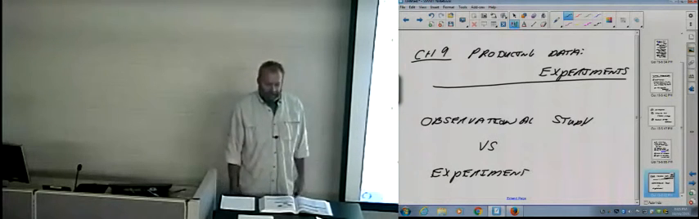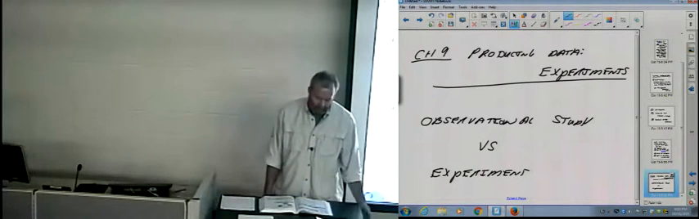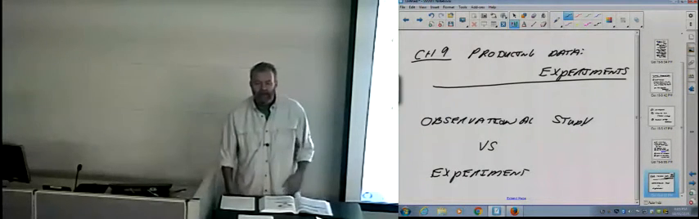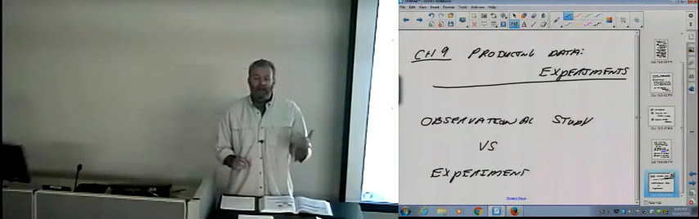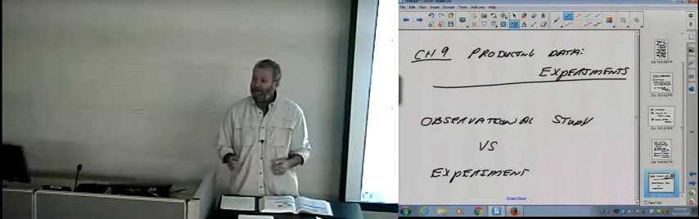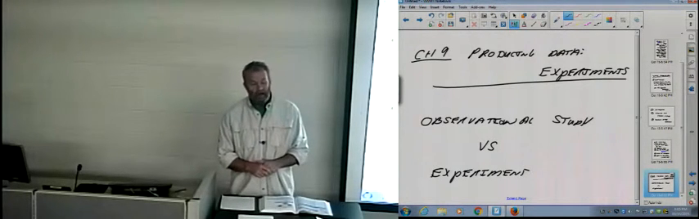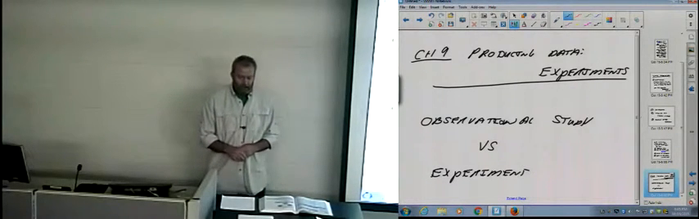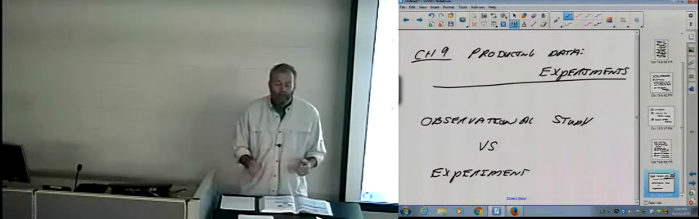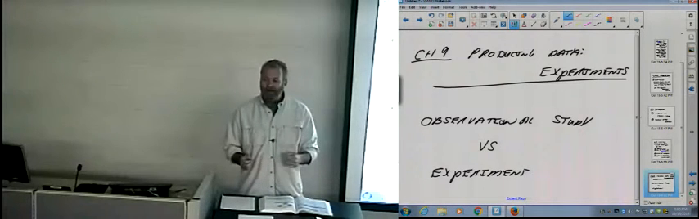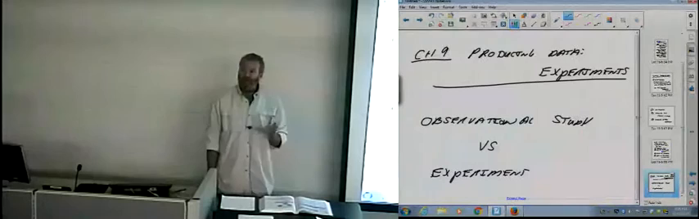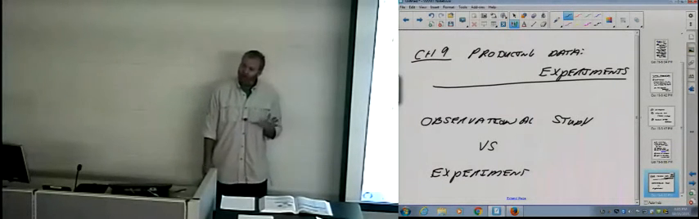The second one is, an experiment, on the other hand, deliberately imposes some treatment on individuals to observe their responses. Like, maybe we want to know, does aspirin reduce the risk of heart attack? Right? That calls for an experiment. No observational study is going to answer that kind of question. Maybe we want to know if the number of beers you drink influences or changes your blood alcohol level. No observational study is going to do that for you. That calls for an experiment.